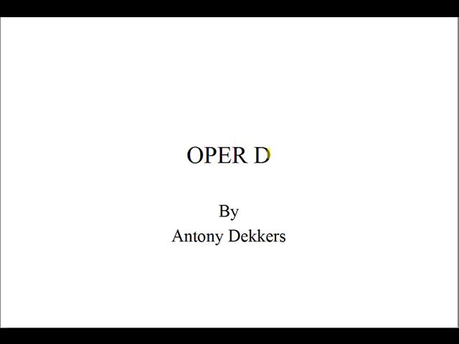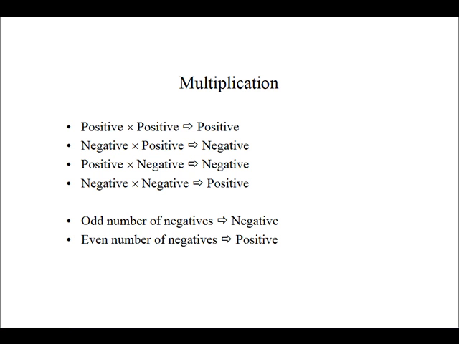Okay, welcome to section D. This section is about multiplication. The rules for dealing with negatives and positives in multiplication are different to addition and subtraction. They're summarised here. Probably the one worth noting is when you multiply two negative numbers together, you get a positive. But there is an easier way to remember how all this works.